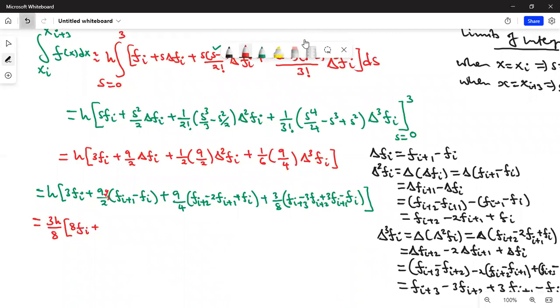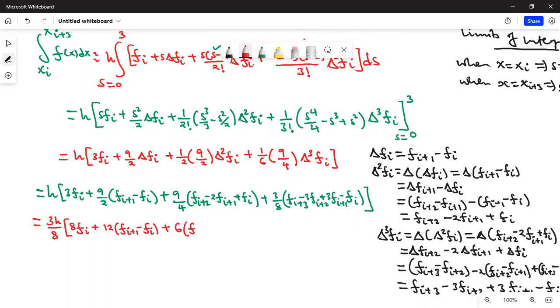So let me rub the 8 over 3. And each of them, you're multiplying by 8 over 3. So here I'll have 12 into fi plus 1 minus fi. Again, the other one, 9 over 4 times 8 over 3. So that will be, let me write here 8 over 3, 2 times 3, that will be 6.